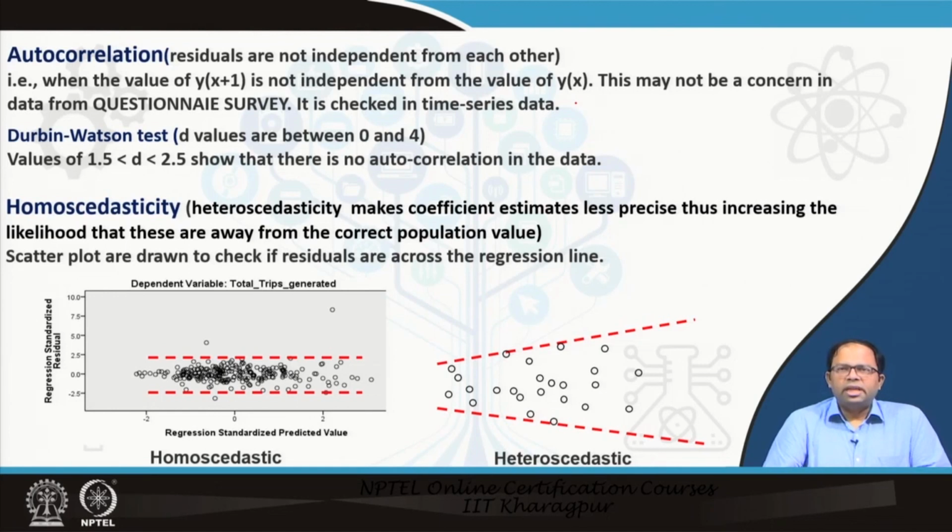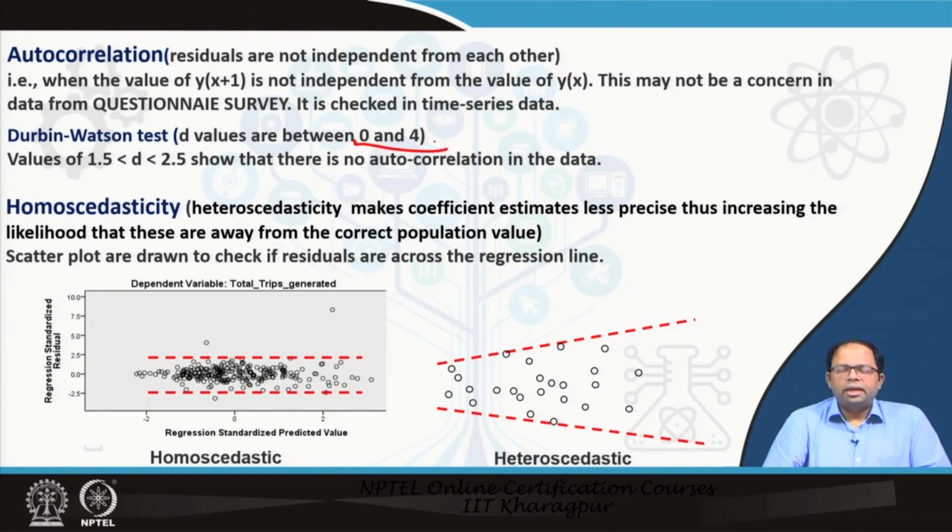And that needs to be checked, and usually we use the Durbin-Watson test to check this. In this Durbin-Watson test, d values should be between 0 to 4, and d values greater than 1.5 and lesser than 2.5 show that there is no autocorrelation in the data. If it is beyond that, then there is autocorrelation. So the total range that is possible is 0 to 4. So finally we come to homoscedasticity.